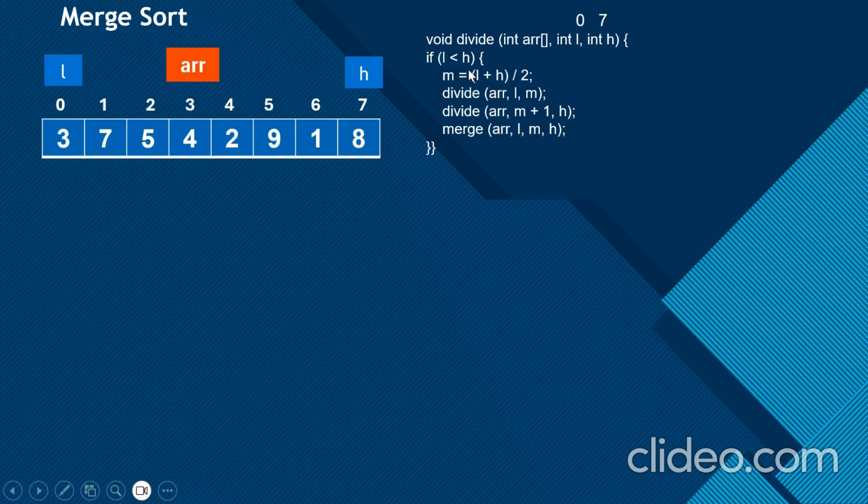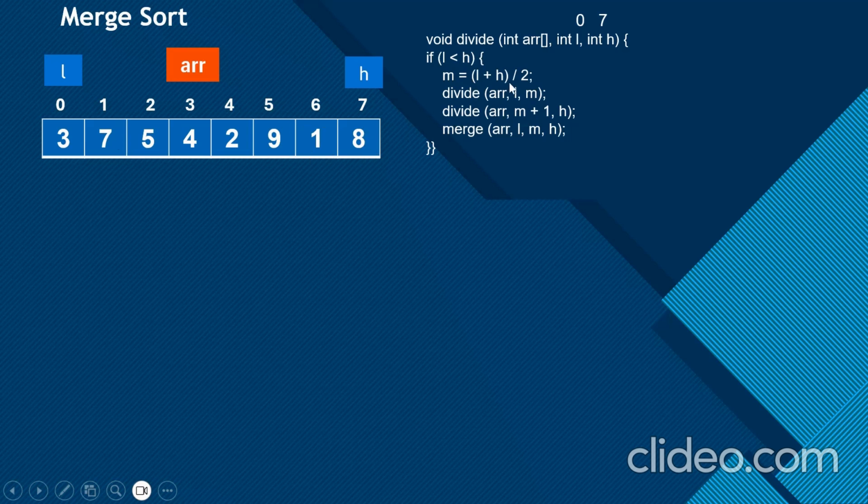The first if condition is if L is less than H, which is true at this point of time, hence control would go within the if, and it would calculate what? M, right, as L plus H divided by 2, low plus high divided by 2. That means it is finding the midpoint of the array concerned. Array is this, the concerned array at this point of time, right? The whole of this array.